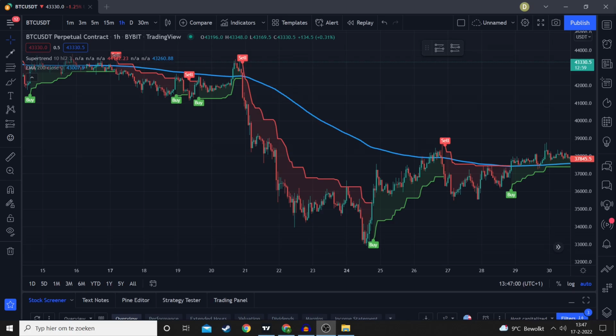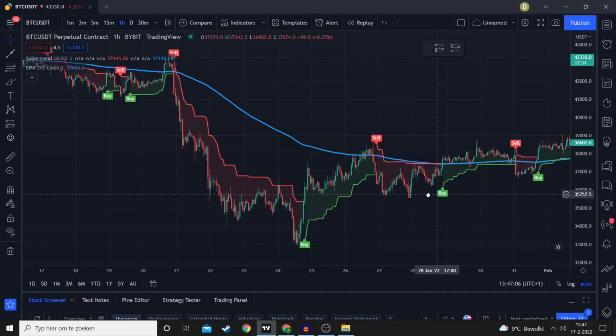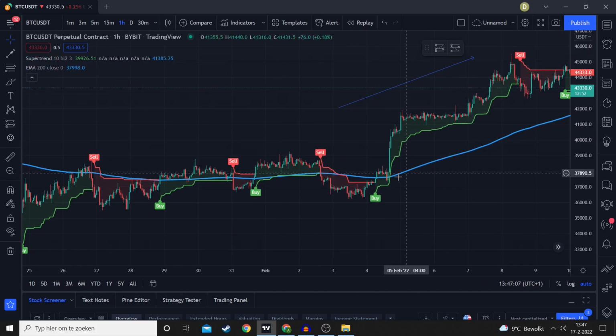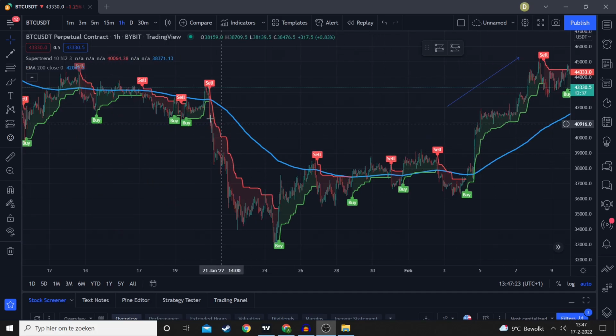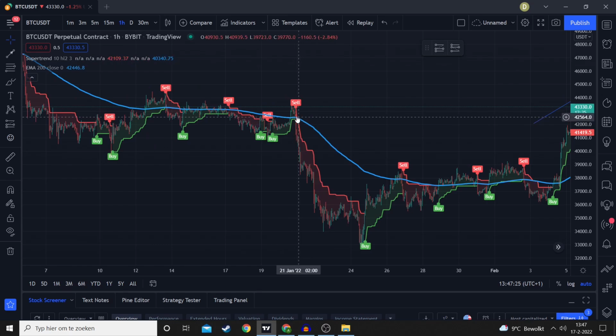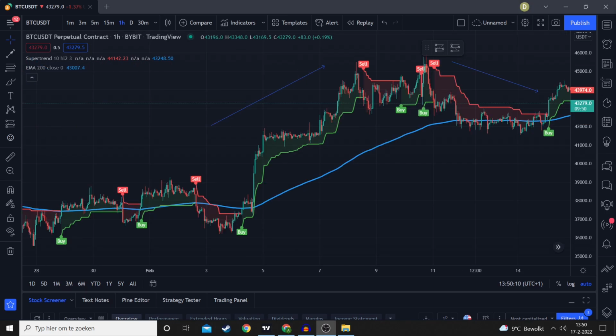So with the Supertrend indicator combined with the EMA 200, we'll take some nice positions. First off, the important thing is we only go long when the market is bullish, so when the candlesticks are above the EMA 200, but also vice versa. When the candlesticks are beneath the EMA 200, illustrated here, we only take short positions. For example, you see the green line here. This means we are in an uptrend. Combine this with the candlesticks above the EMA 200.